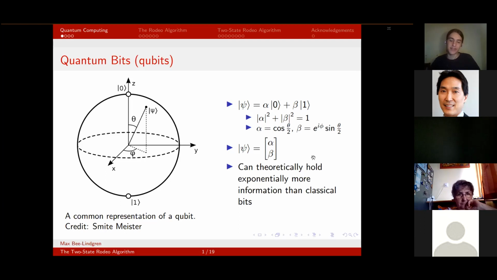So because the qubit is like a physical system, it has to be in a state. So because of this ability to be in a linear combination, the qubit can theoretically hold much more information than a classical bit, although there are challenges associated with it.